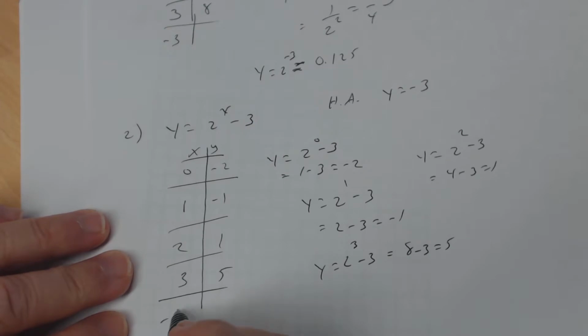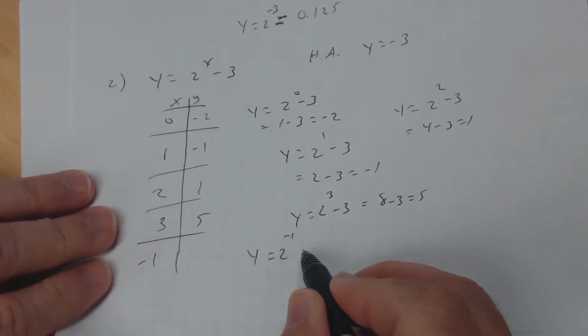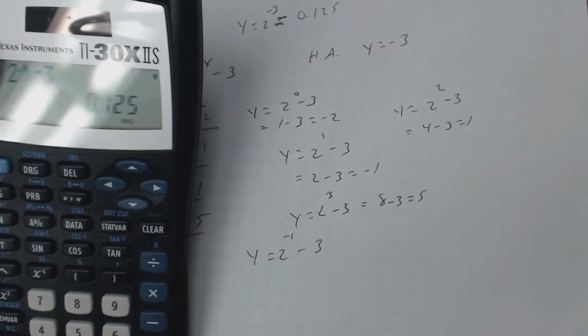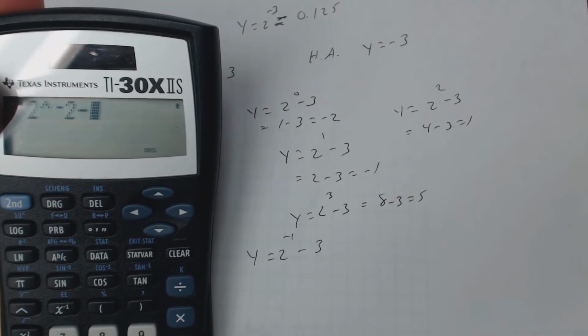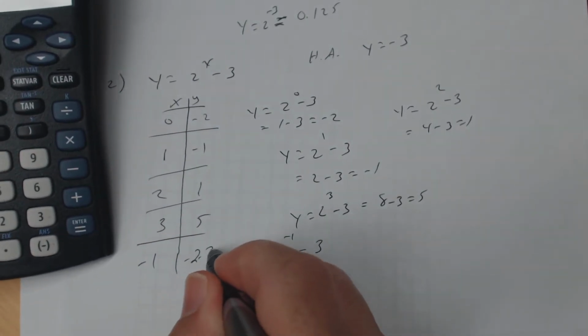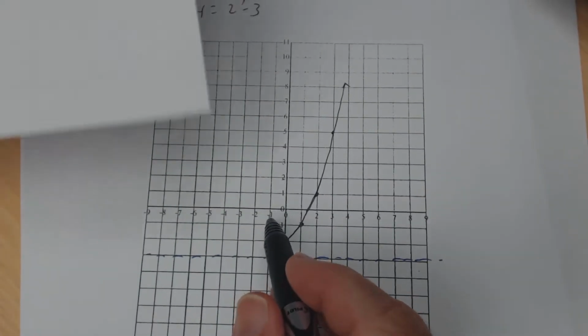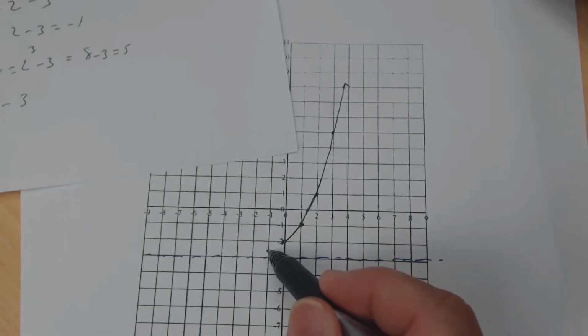So this was 5. So if x is, let's say, -1, let's see what happens. I get y equals 2 to the -1 minus 3. Now use your calculator on this. So 2 raised to the -1 power, then subtract 3, equals -2.5. And so that's about, let's see, we said -1, -2.5. So that's about here. Okay?